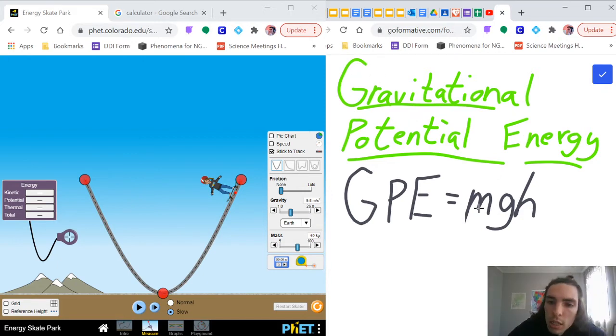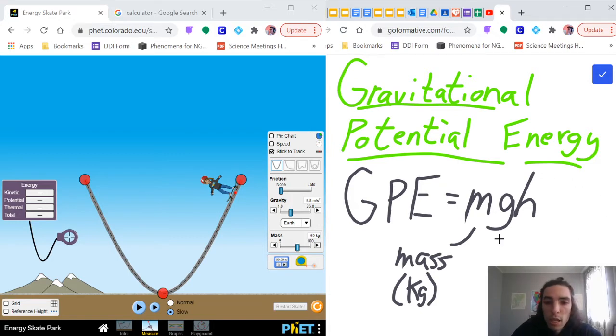And what it depends on is m for the mass measured in kilograms. That's still the same thing as it's always been, the amount of matter in some object. So it's related to how heavy something is. G is gravity. And to be more specific, it's an acceleration due to gravity, which if we're on Earth is 9.8 meters per second squared. Right? So if we were on the moon, this would be less. If we were on a really dense and massive planet like Jupiter, this is significantly higher.